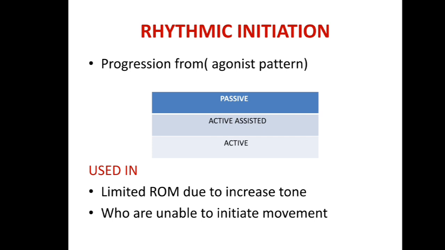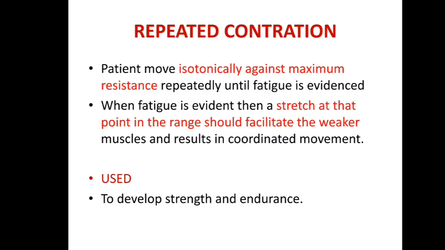The progression is from the agonist pattern, like passive, then active assisted and then active, which is used in limited range of motion due to increased tone and for those who are unable to initiate the movement. Repeated contraction: the patient moves isotonically against maximum resistance repeatedly until fatigue is evidenced. When fatigue is evident, a stretch at that point in the range should facilitate the weaker muscle and result in coordinated movement. It is used to develop strength and endurance.